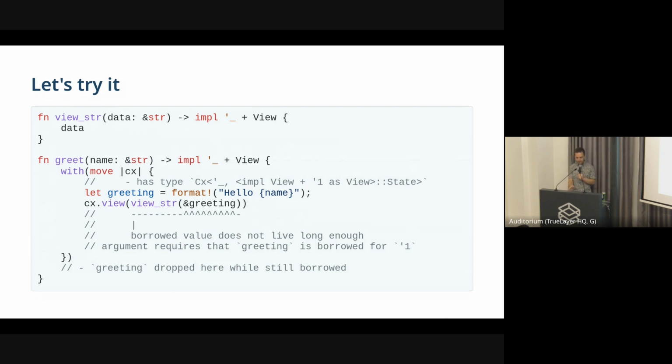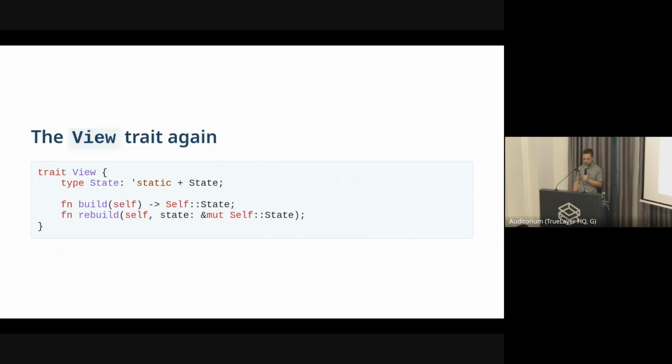We know that the problem can't be the view, because the view is immediately consumed when we run that cx.view. So a lifetime captured there is fine. It must be the state type. Just a reminder of what the view trait looks like: the state type is static, so it really shouldn't be possible to capture any lifetimes there, because static means there are no other lifetimes in there.